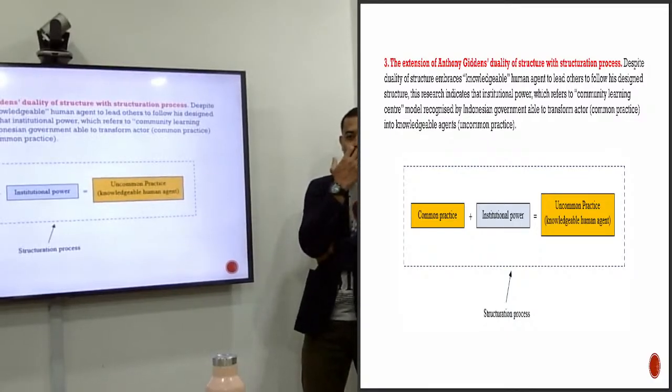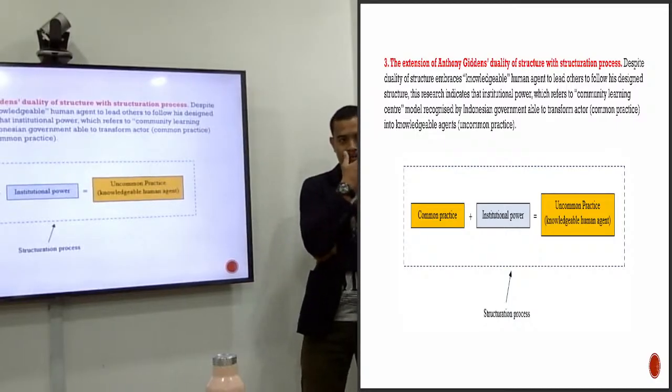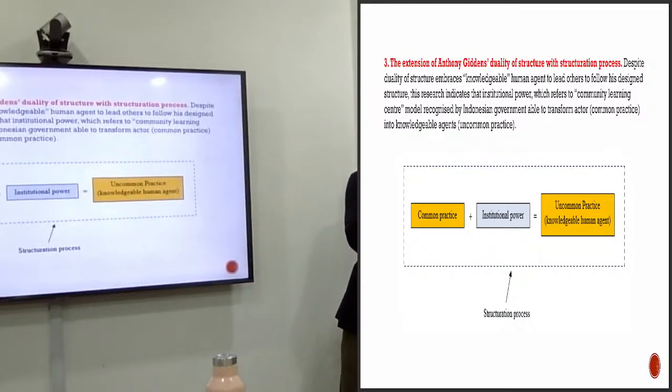But there's a flip side. There's a critique of structuration theory, because it's like symbolic interaction. There's a negotiation of power.